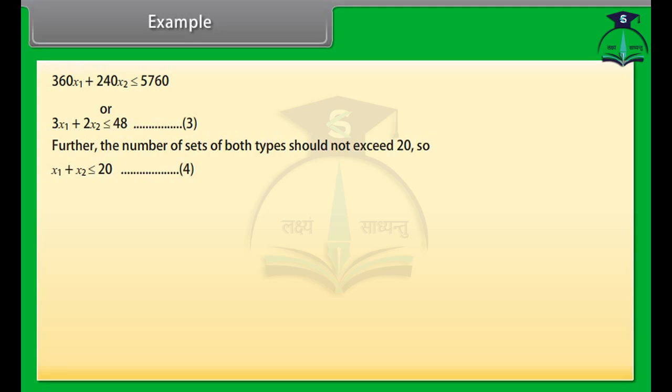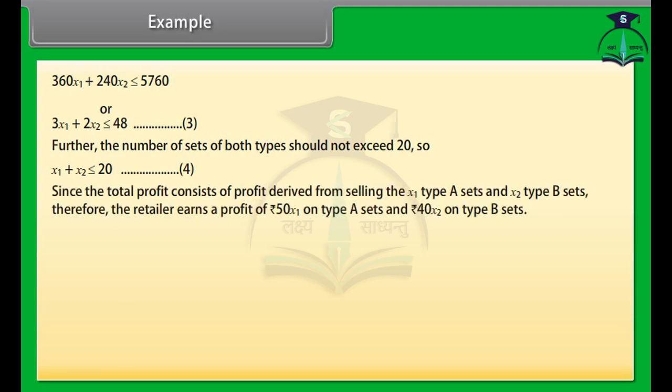Mark it as 4. Since the total profit consists of profit derived from selling the x1 type A sets and x2 type B sets, therefore the retailer earns the profit of rupees 50 x1 on type A sets and rupees 40 x2 on type B sets. So the total profit is given by Z equals 50 x1 plus 40 x2.